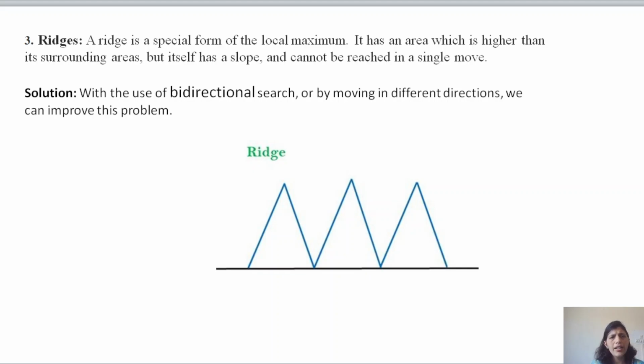Next one is the ridge. Ridge is a special form of local maximum. It has an area which is higher than its surrounding area, but itself has a slope and cannot be reached in a single move. Solution: with the use of bidirectional search or by moving in different directions, we can improve this problem.